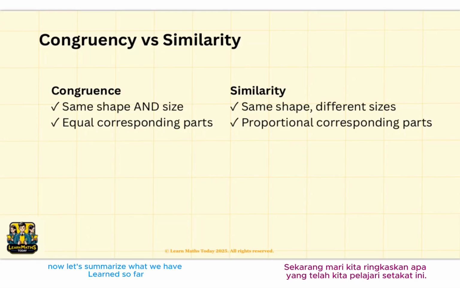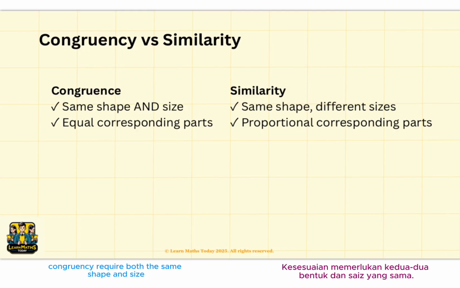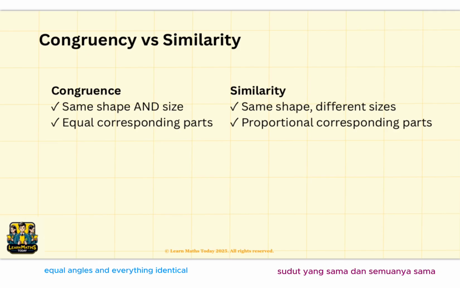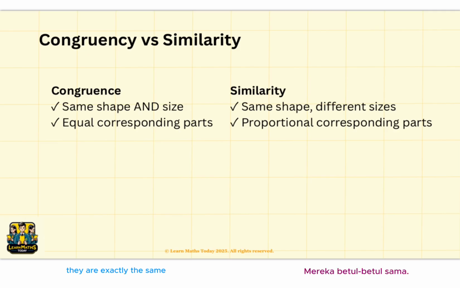Now let's summarize what we have learned so far. This highlights the main differences between congruency and similarity. Congruence requires both the same shape and size. This means that all the corresponding parts must be equal. You must have equal sides, equal angles, and everything identical. Congruence, think of it as like identical twins that are exactly the same.